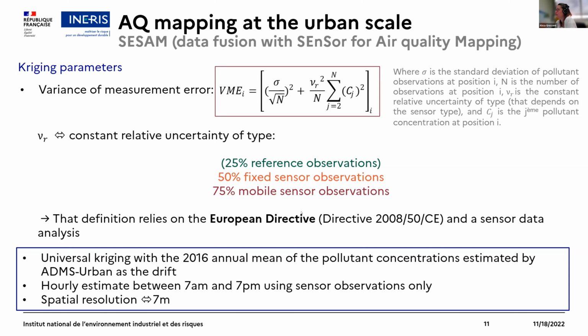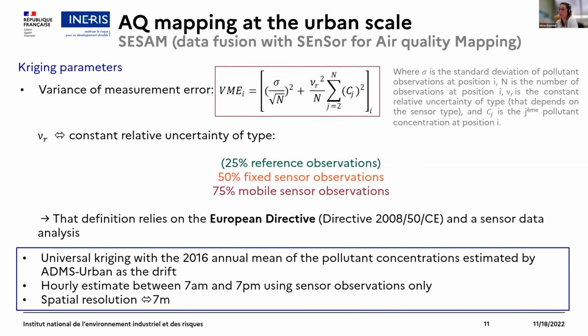Yeah, this is the first test with this VME. So we have to, in future work, try to do something better. Anyway, we did this kriging using the 2016 annual mean of the pollutant concentration based on ADMS-Urban estimations.